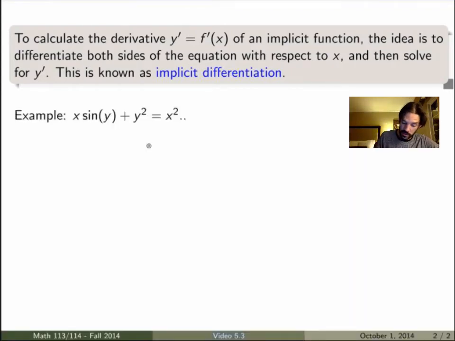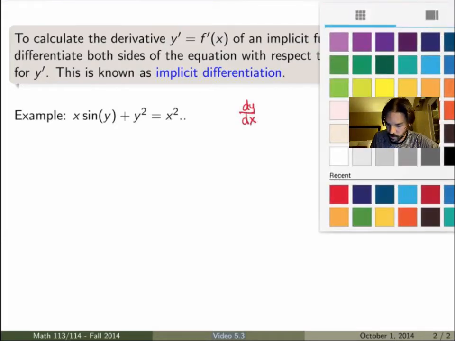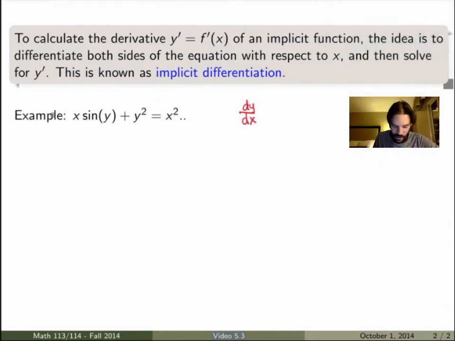So let's go back to our example. We have an implicit function defined by this relation, and we want to calculate dy dx. Okay, let me change color because red is a little offensive color. So let's try to calculate it using implicit differentiation. What I'll do is just take the derivative on both sides of the equation. So I'm going to write this. Oh, I haven't changed the color. Well, too bad. We'll go with the red.